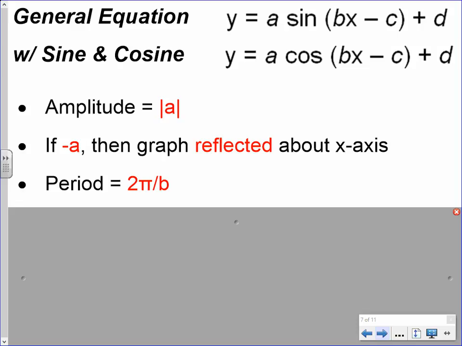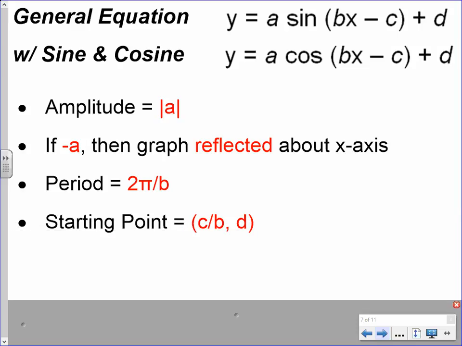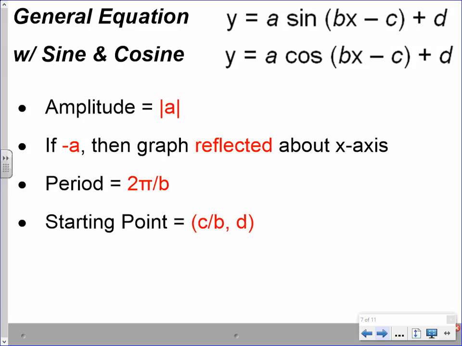So we have amplitude and we have period. That gives us the size of our graph. The third piece is where we're going to start our graph. Really, this should be our fourth piece. I should have begun by saying you need to determine whether it's sine or cosine, and you have to determine that shape. That's what we're going to focus on tomorrow. So we have amplitude, we have period, now we're going to have starting points. The starting point, the x-coordinate is c over b, and the y-coordinate is d.